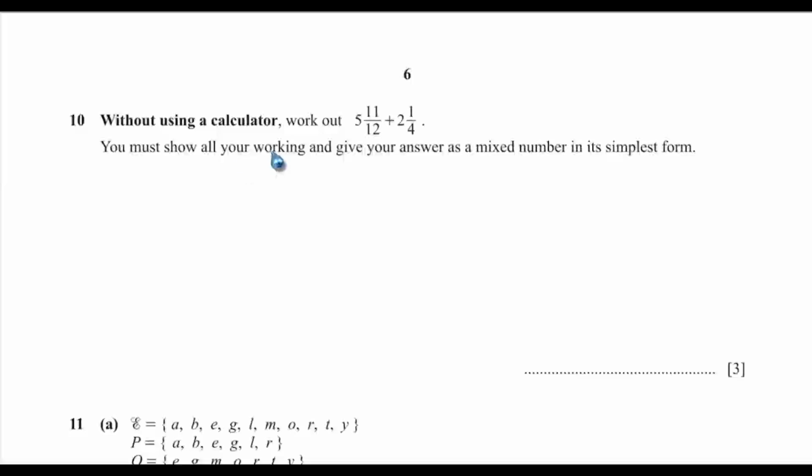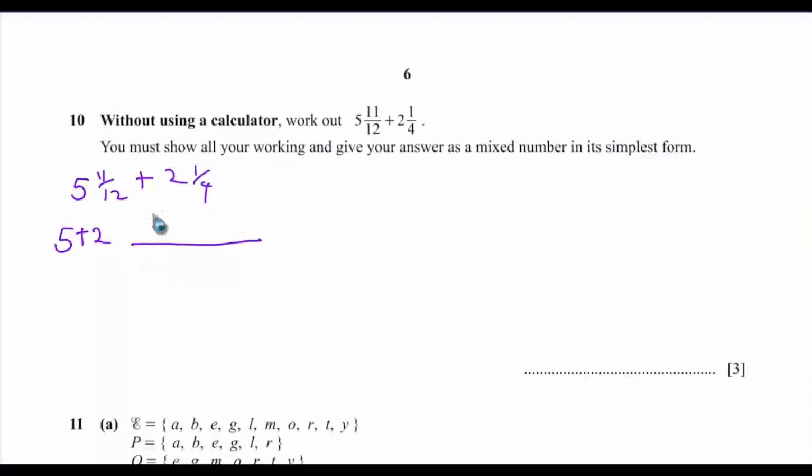Without using a calculator, work out 5 whole 11 out of 12 plus 2 whole 1 out of 4. You must show all your working and give your answer as a mixed number in its simplest form. Okay, so let's write this. We have 5 11 out of 12 add 2 1 out of 4. So let's add the whole numbers together. 5 whole add 2 whole.